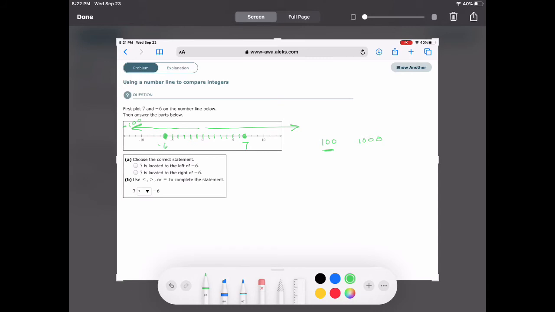Okay, choose the correct statement. 7 is located to the left of -6. Well, this is right over here. So it is not located to the left. 7 is located to the right of -6. And if we want to do this statement, notice the 7 is the bigger, -6 is the smaller. So all I have to do is draw this. You're going to choose the drop down. You just need to look for the one where the bigger goes towards the big open side and the smaller there. So that's how we will choose that.